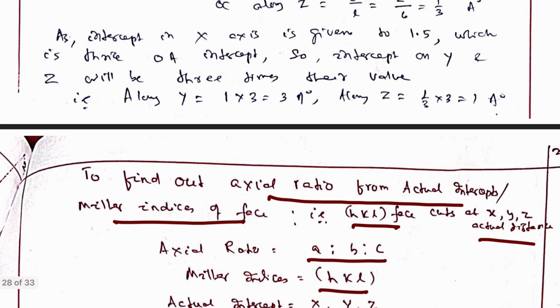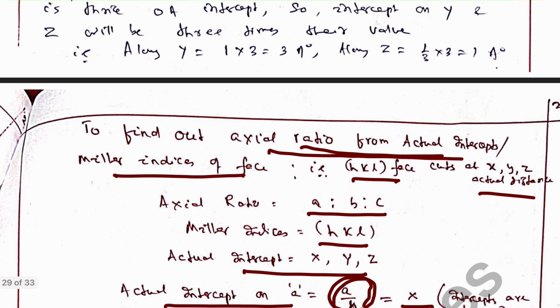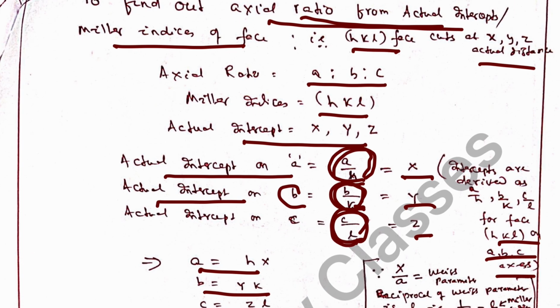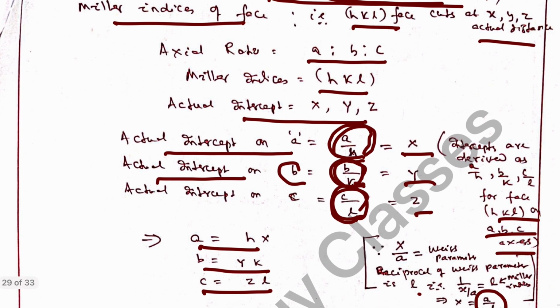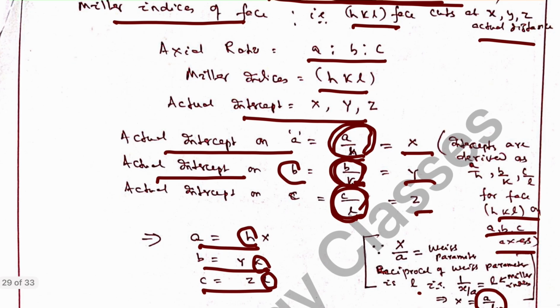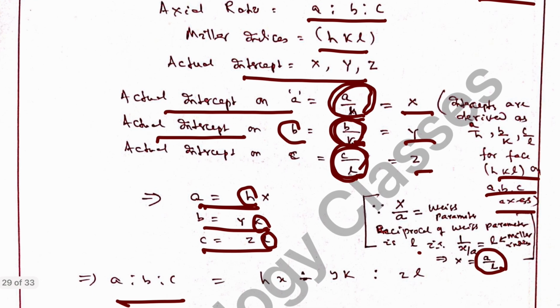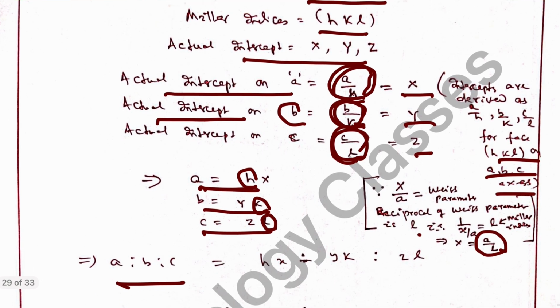So what do we have to find out? The axial ratio from the actual intercepts. The actual intercepts are x, y, z. So we have to multiply them with the Miller's indices h, k, l. So a will be hx, b will be yk, c will be zl.